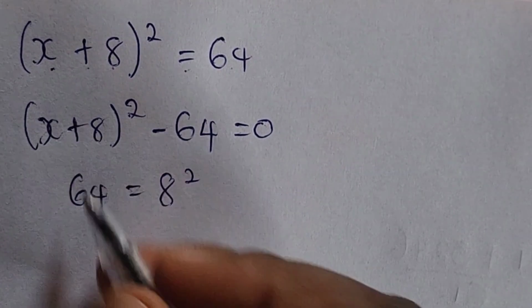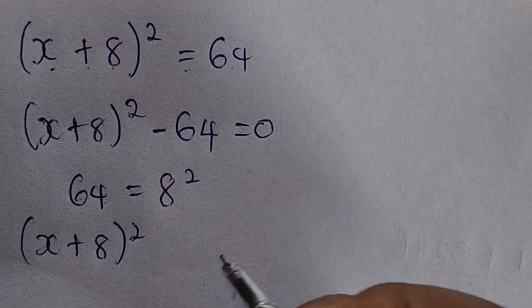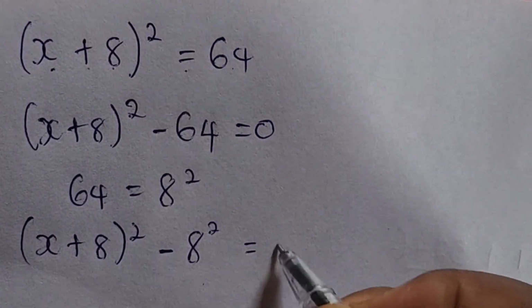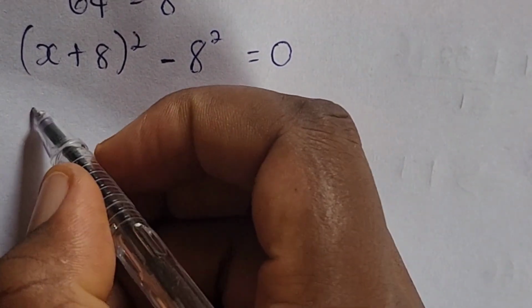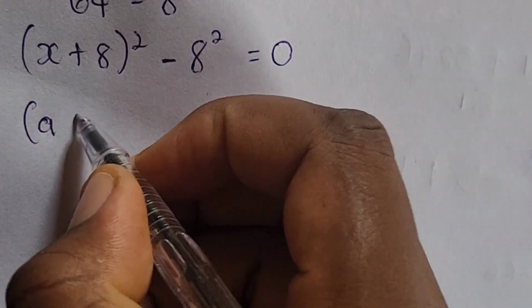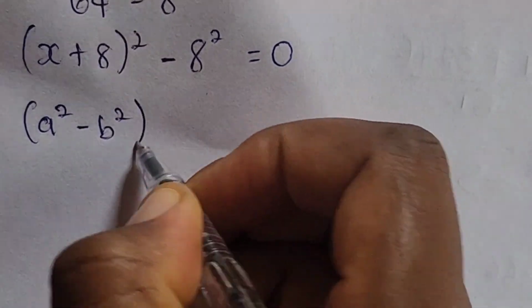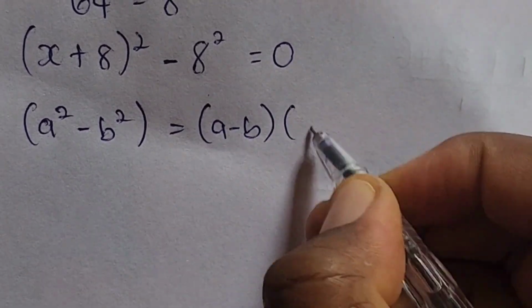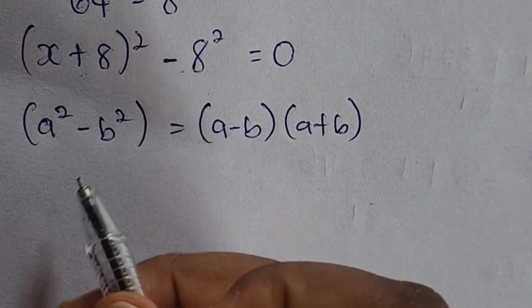So we have (x + 8)² − 8² equal to 0. Now let's recall our difference of two squares. When we have a² − b², this is equal to (a − b)(a + b). So we have a difference of two squares here.